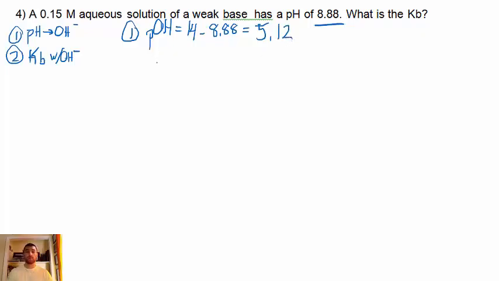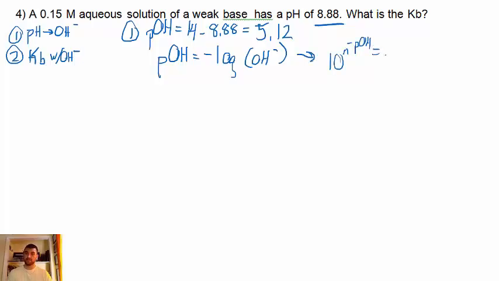Now we know pOH also has to equal the negative log of the OH minus concentration. So we do a little algebra and we get 10 to the negative pOH equals the OH minus concentration. I do a little math right there and I get 7.59 times 10 to the minus 6. So that's my OH minus concentration.